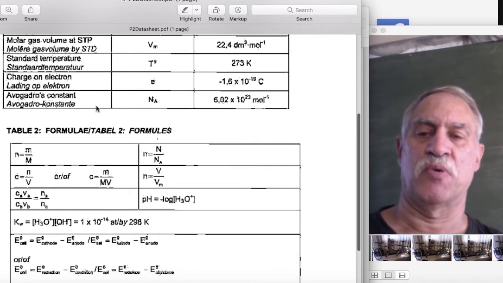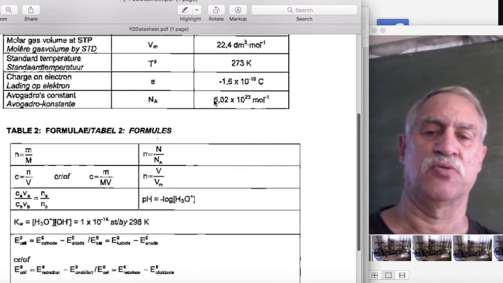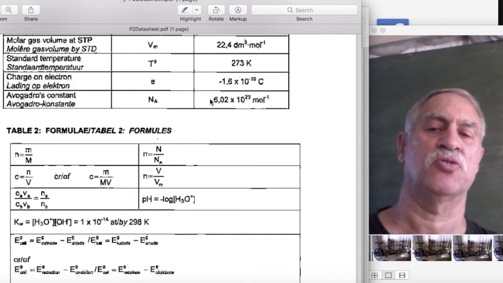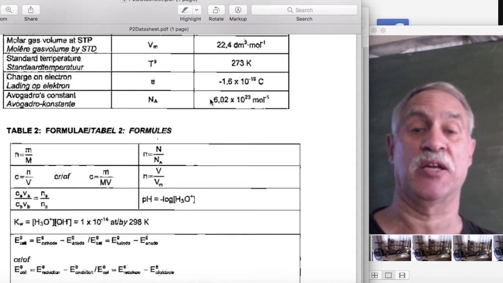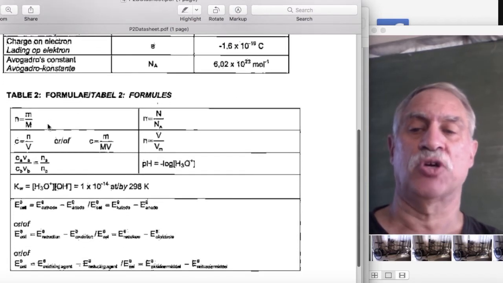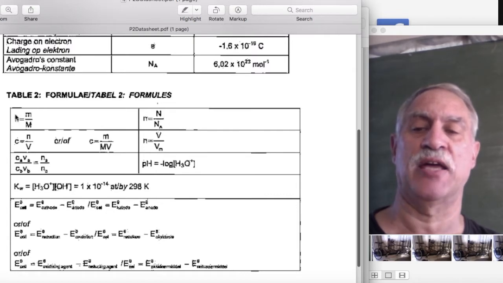Avogadro's constant, remember? A mole is if you take 6 and 23 noughts after it and you count out that number of atoms or molecules, you've got 1 mole. It's a big number, 23 noughts after that 6. So that we learned was a mole. So if we count that number of atoms, we get a mole. So that little n stands for number of moles.